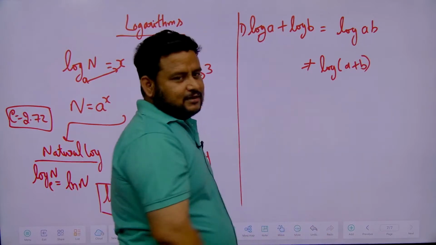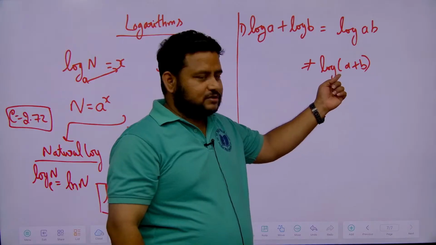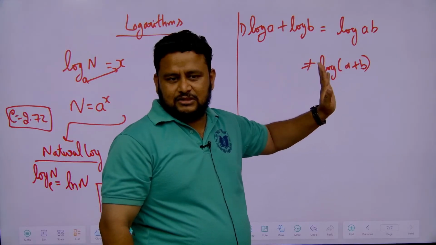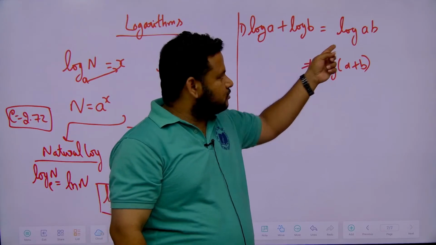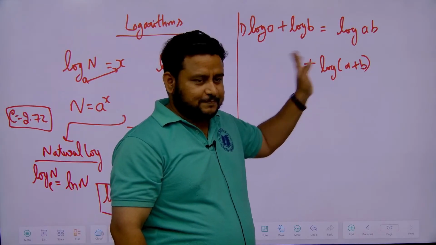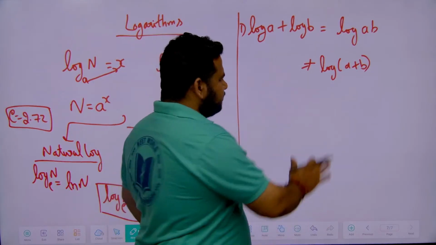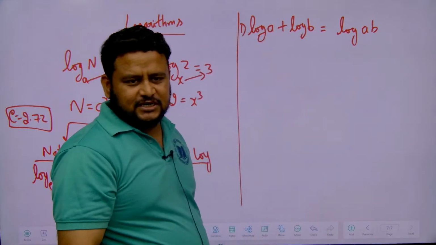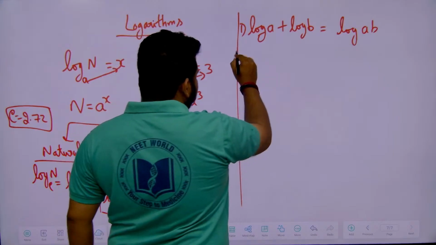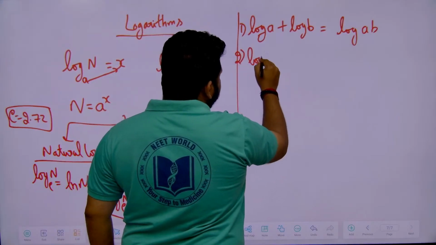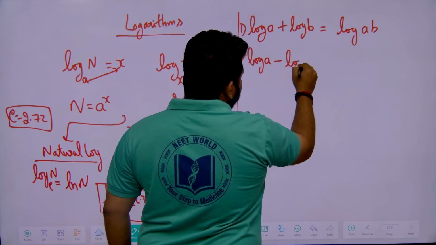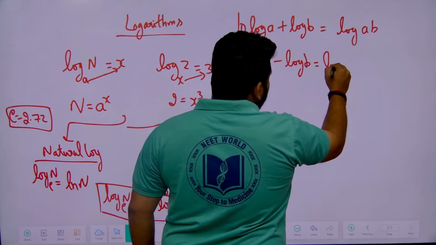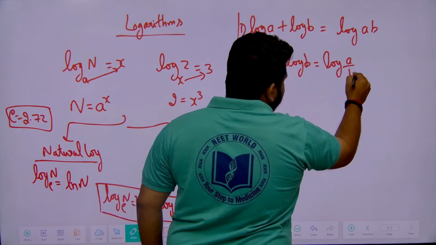People make this mistake here. What they do is, for log of a plus b, they write log a. That's not right: log a plus log b is equal to log of ab. Okay, clear? This is the same as the law of exponents studied at school level. Similarly, log a minus log b is nothing but equal to what? Log of a by b.